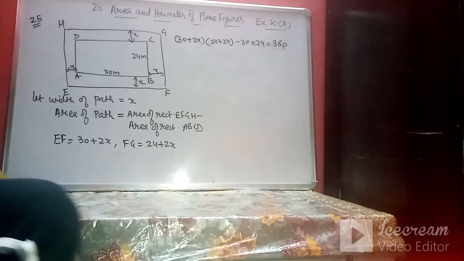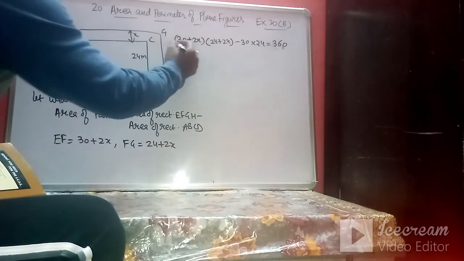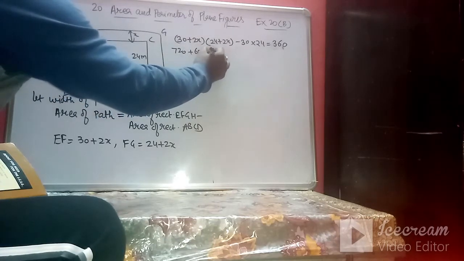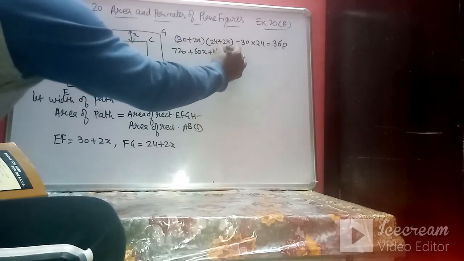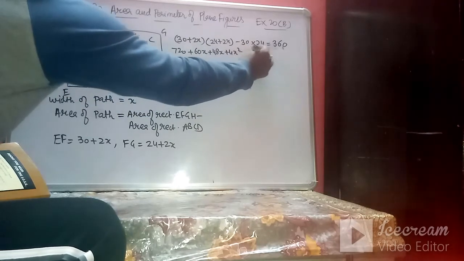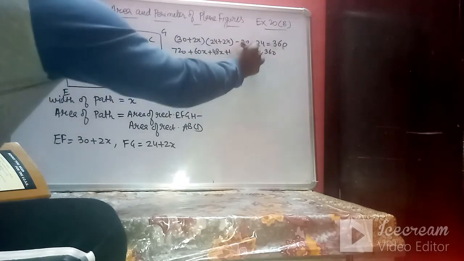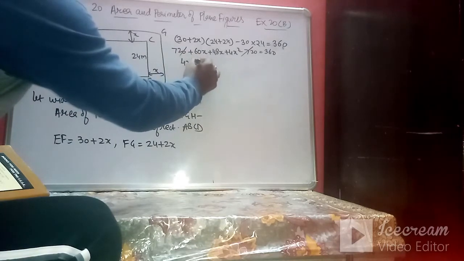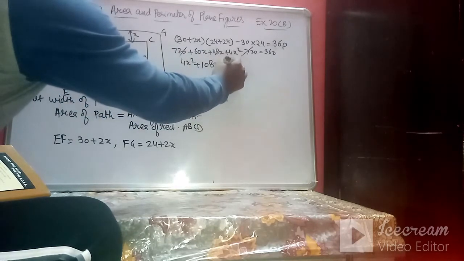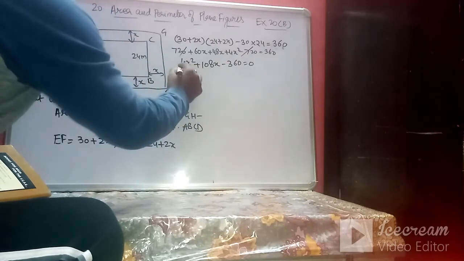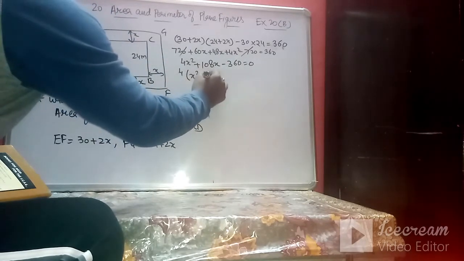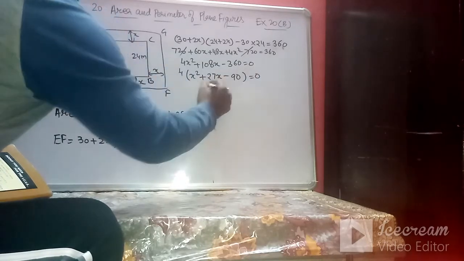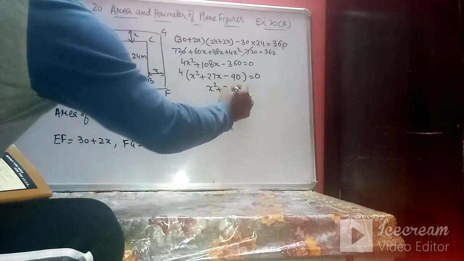Now let's solve this quadratic equation. So it will be 720 plus 60x plus 48x plus 4x square minus 720 equal to 360. So these two terms will cancel. We have the equation 4x square plus 108x minus 360 equal to 0, and let's take 4 as common. Okay, so this will be our quadratic equation.